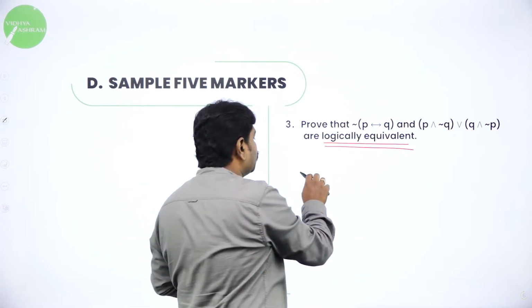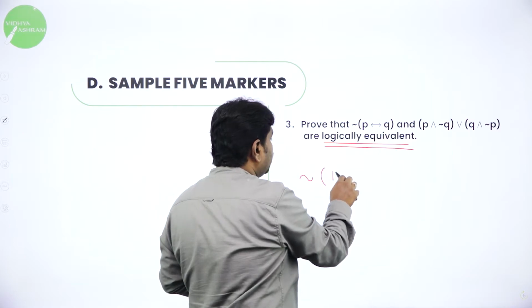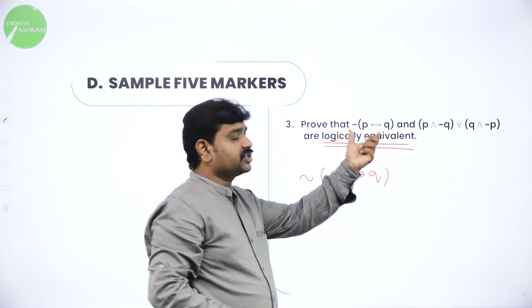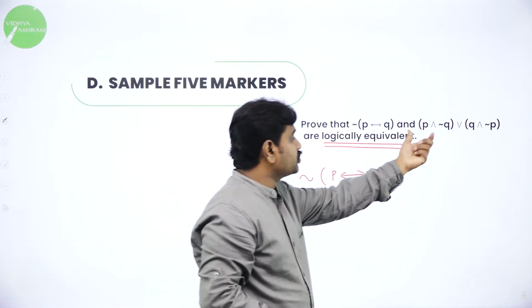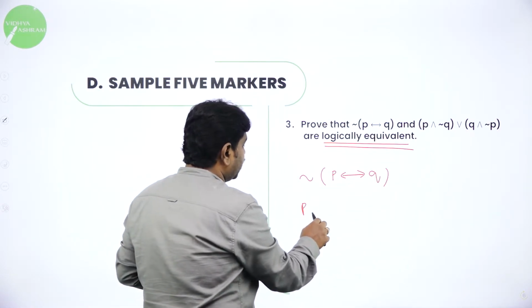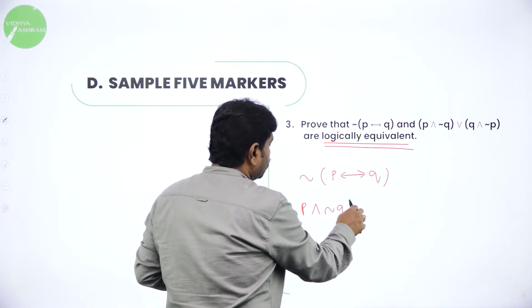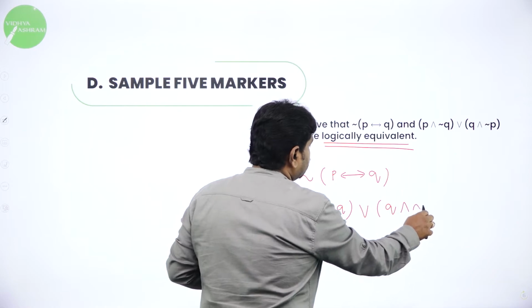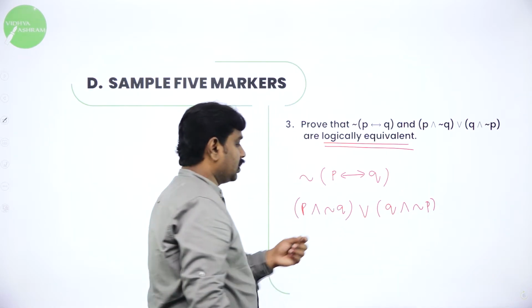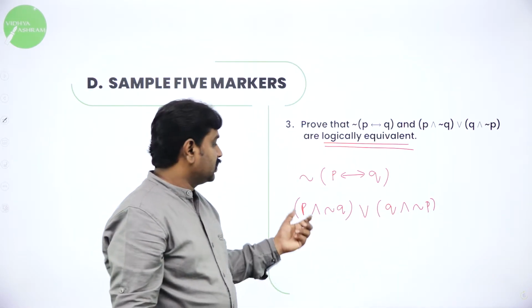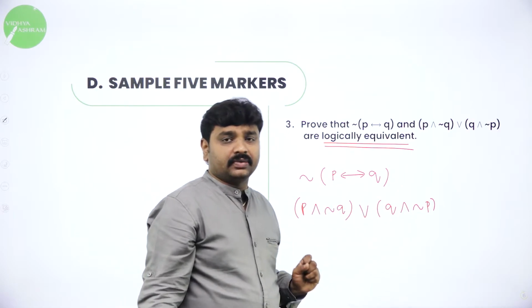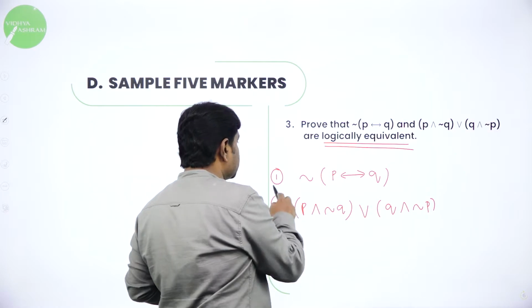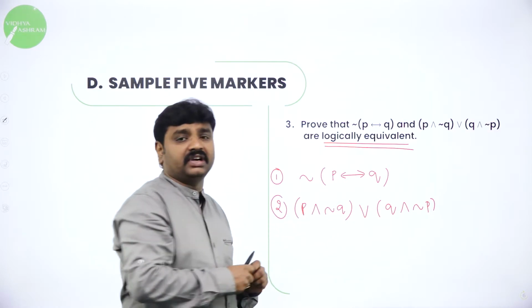The first compound proposition is negation of P implies Q. This is the first compound proposition they mentioned. And the second compound proposition they gave is P and not Q or Q and not P. These two compound propositions they gave. This is the first compound proposition, this is the second compound proposition. They are asking you to prove these two are logically equivalent.